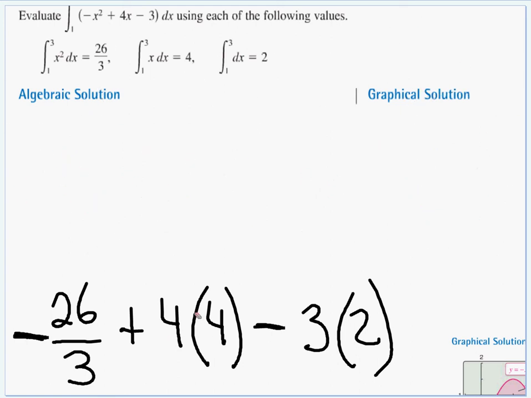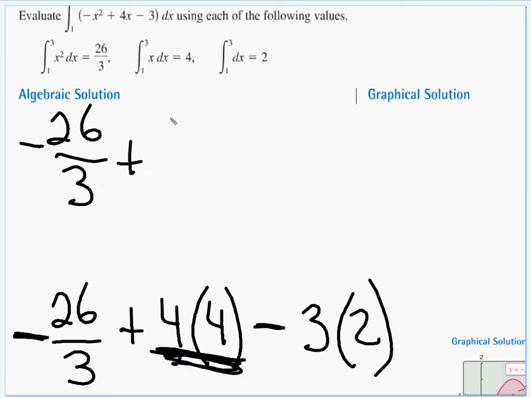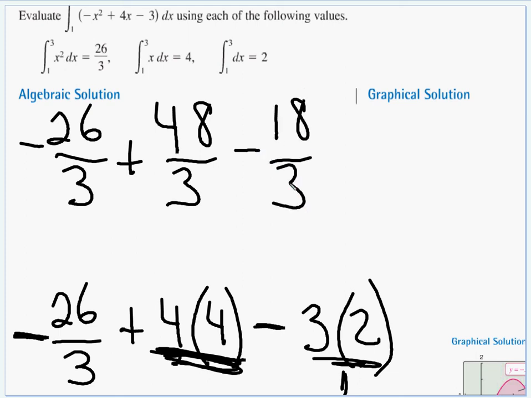And then if we turn all those into thirds, we'll keep our negative 26 thirds plus, this is 16. 16 times 3 is 48, so that's 48 thirds. And this is 6 over 1. 6 times 3 is 18, so that'll be minus 18 thirds. And if we add up all our numerators, we get 4 thirds. And there we go.